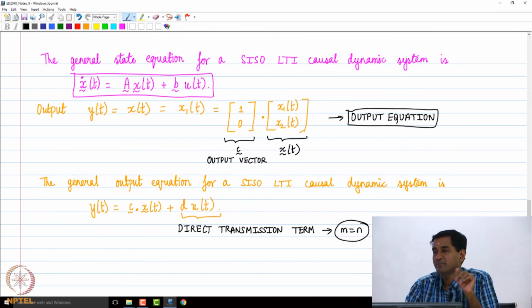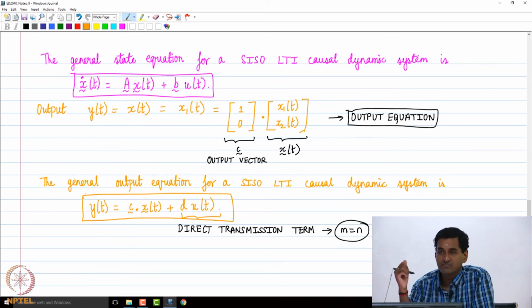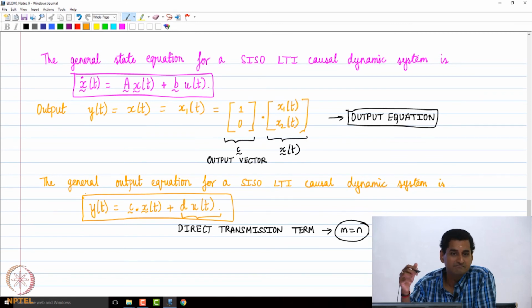Do you remember what m and n are? If you recall the general governing equation of the class of system under study, the ODE, n is the highest derivative of the output term on the left hand side, right? M is the highest derivative of the input term, right? So in this example, m is 0, n is 2, so we do not get a direct transmission term in the output equation for this example, but in general, this is going to be the output equation: y of t is equal to c dot x of t plus d times u of t. Okay, that's going to be the equation in general.